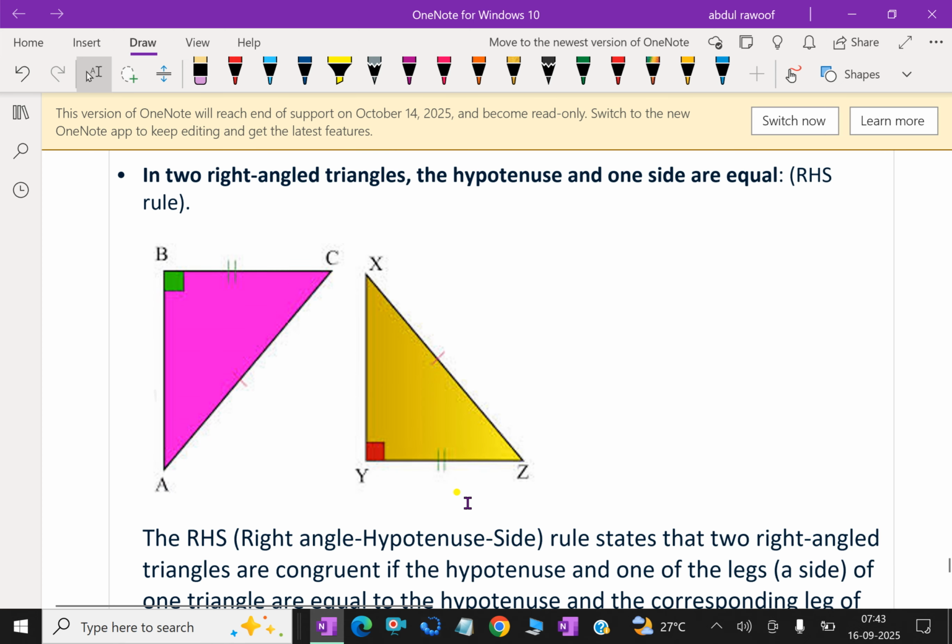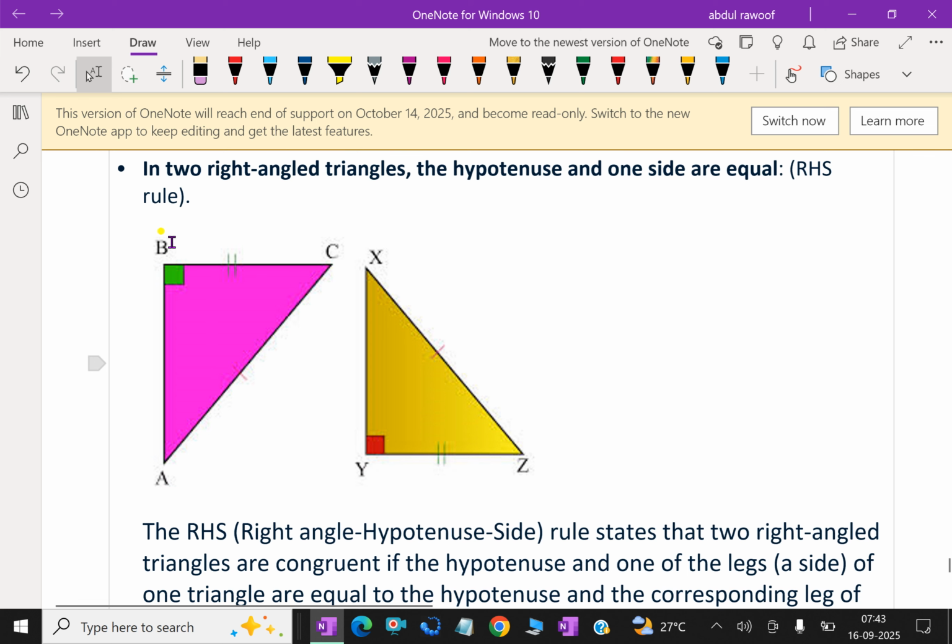Next criteria is that if in two right angled triangles, the hypotenuse and one side are equal, that is the RHS rule. Look at this figure. This side BC is equal to YZ, hypotenuse AC is equal to XZ, and angle B is equal to Y, that is equal to 90.